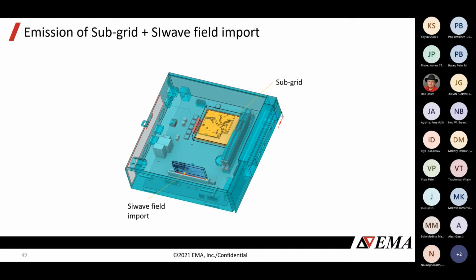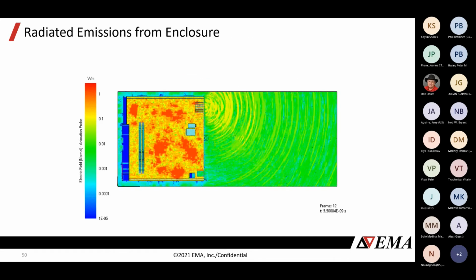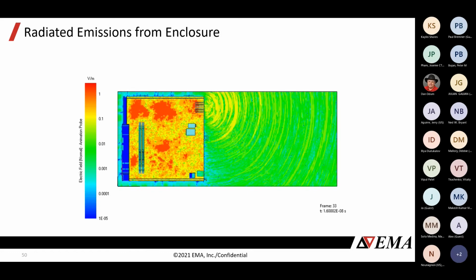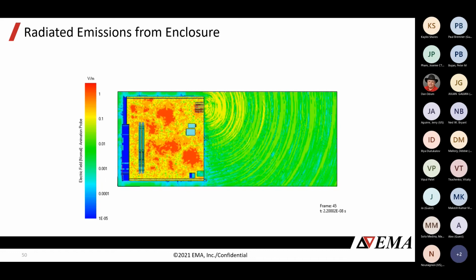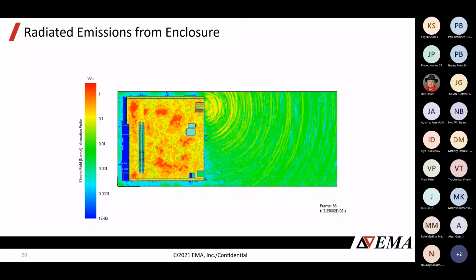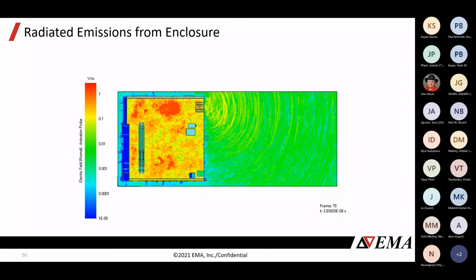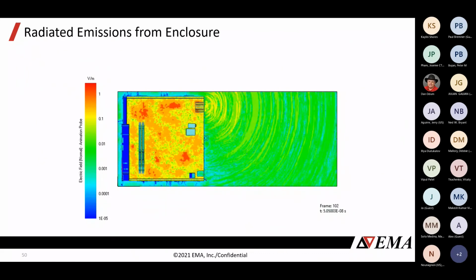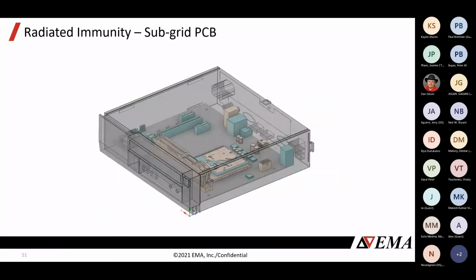In this example, we have a subgrid for the PCB, and then we can also import fields from SIwave. So we can do both. In this case, we've got fields being created from the subgrid. We've got another device simulated in SIwave, capturing its fields using Huygens currents. And we see the superposition of those fields creating energy inside the box that escapes through an aperture, and we can measure that some distance away from the unit to predict radiated emissions.